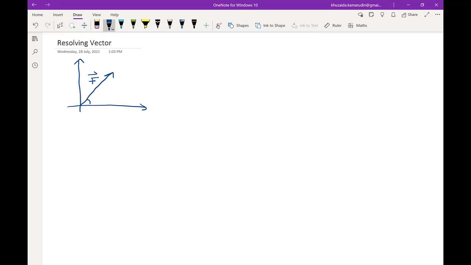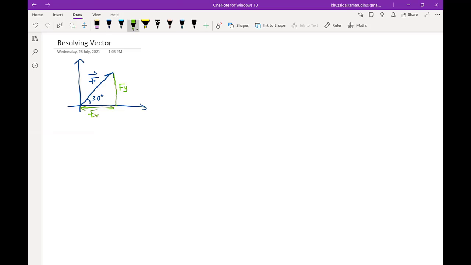The angle given over here is 30 degrees. So you want to resolve into x component and y component, right? The y component is the vertical component of f, so kita boleh label this one as fy. And fx is the horizontal component of f. So this one is fx.